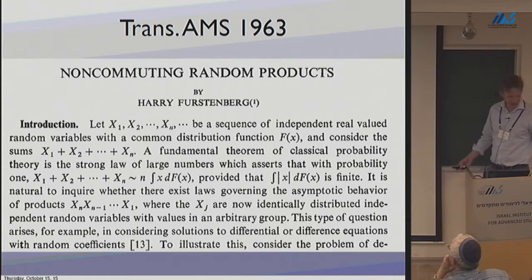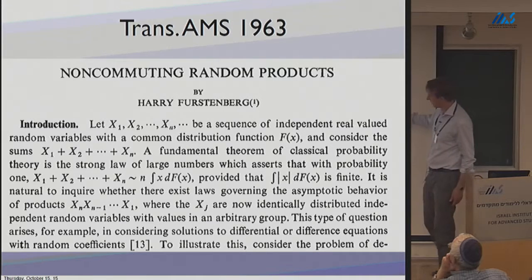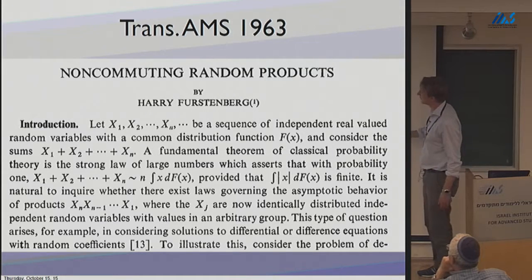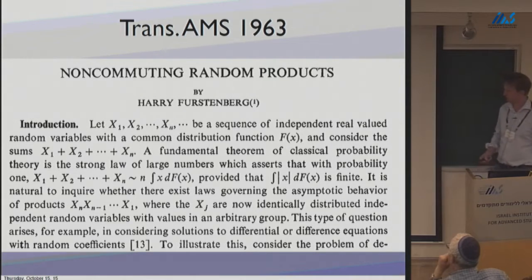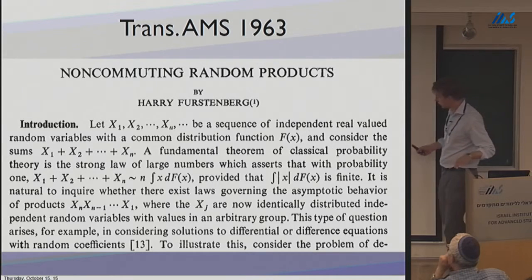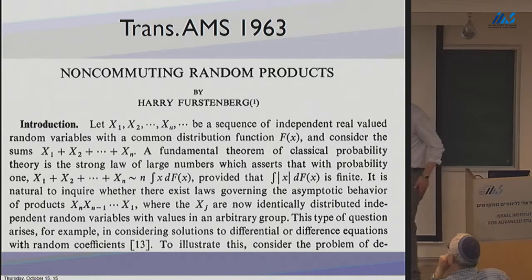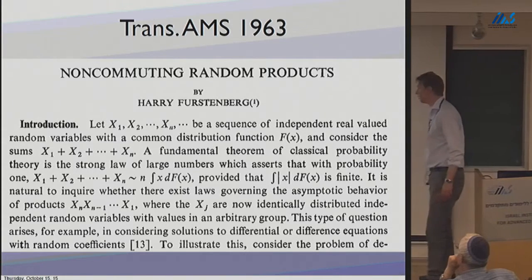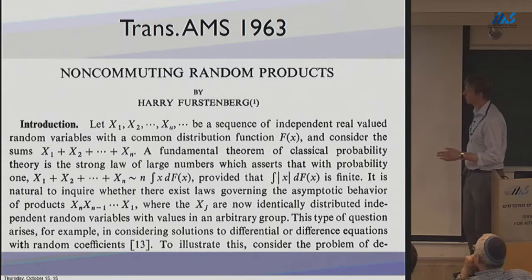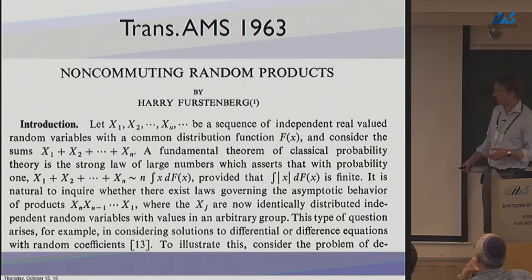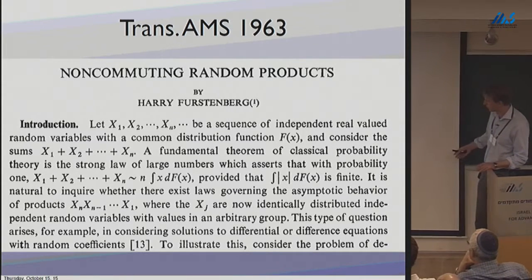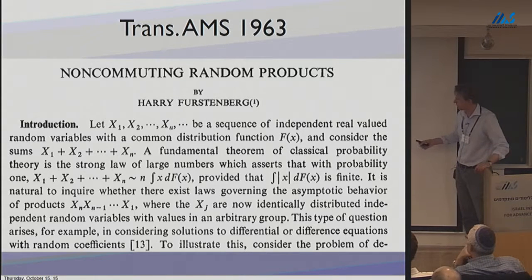So, introduction. Let me go back to an earlier paper of Furstenberg, characteristically very eloquently written. I'm stealing this introduction from this paper that's been cited hundreds of times and contains many original ideas, as many of you know, of course. He recalls the classical law of large numbers, which concerns the asymptotics of sums of IID variables having real values, so they commute. And he asks, find it natural to ask, what can you say about non-commuting products?